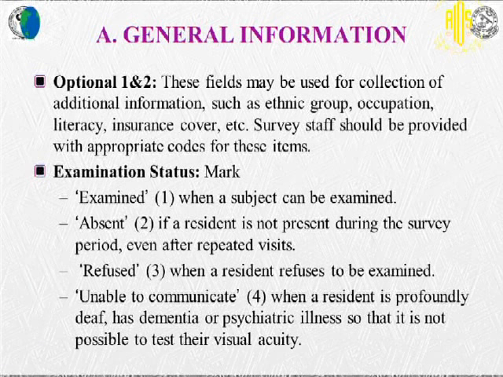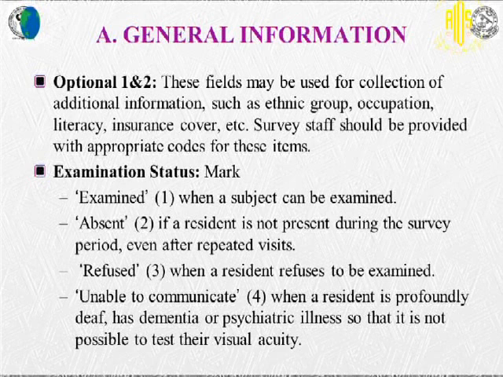Then there are 2 optional sections, 1 and 2 here. This is left open to every team. You can fill in whatever socioeconomic indicators you want. Just don't get too ambitious with it. If you put in too many variables, you will have problems reanalyzing.